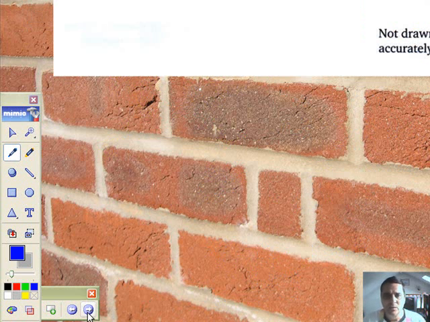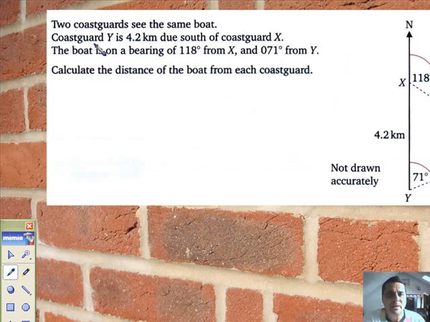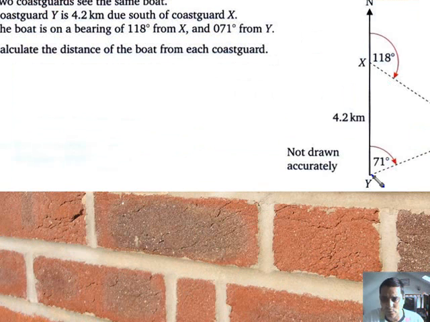Here's the next one. Oopsie daisy, bearings. Let's have a look at it. It says, get back to red I think, 2 Coast Guards see the same boat. Well, there's the boat right there, and we have a Coast Guard there and there presumably. Coast Guard Y is 4.2 kilometres due south of Coast Guard X. So that's 4.2, that's Coast Guard X, and that's Coast Guard Y.